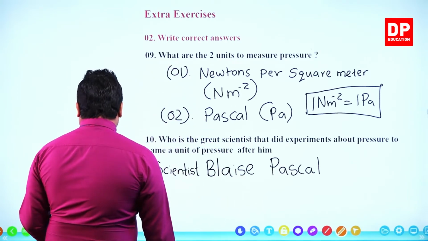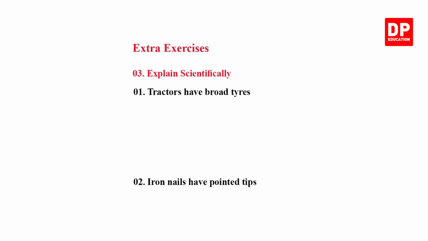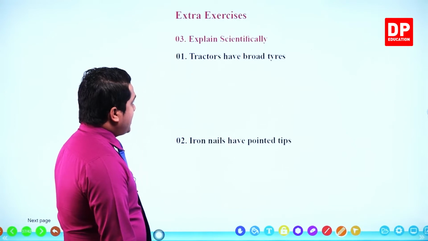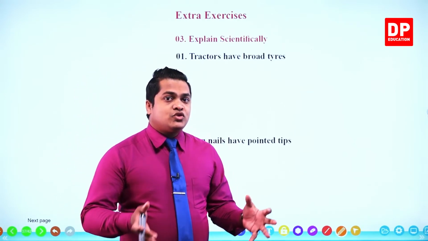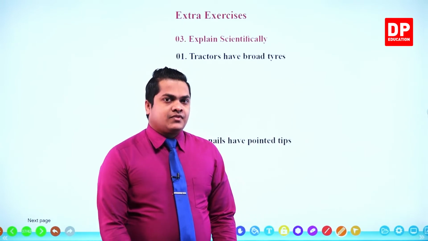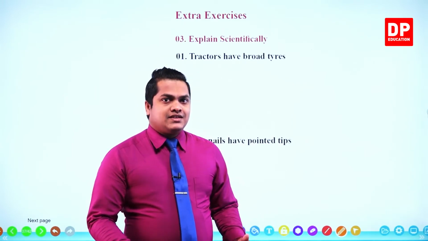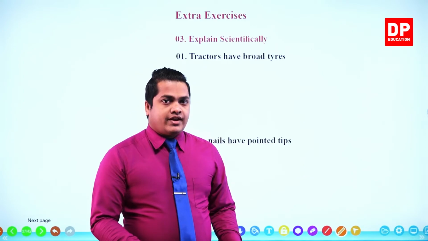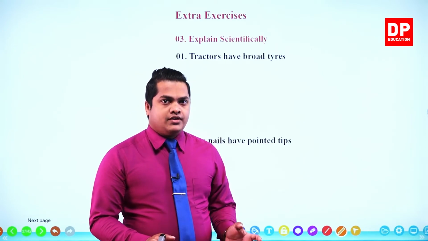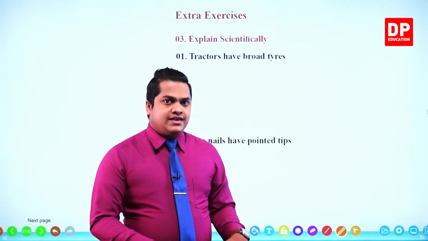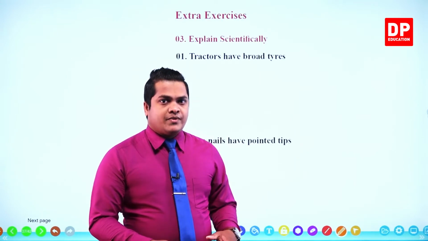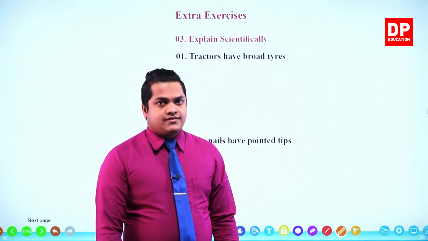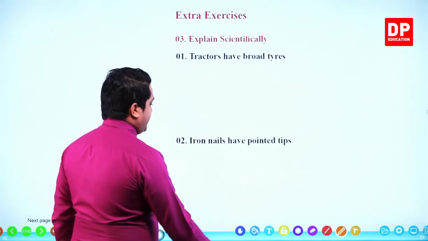Then the third one. Explain scientifically. So you need to explain these things scientifically. Number one, tractors have broad tires. Broad tires means this is to decrease the pressure. Tractors are moving on mud. So to avoid sinking, pressure should reduce. To reduce the pressure, they are using broad tires, right? So we can explain it like this.